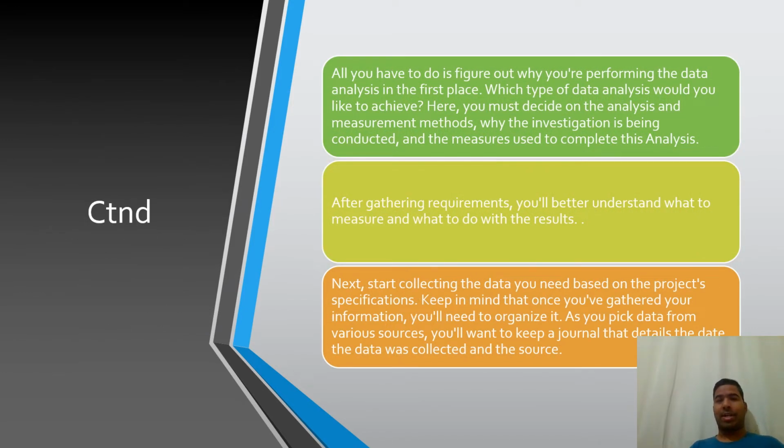This is the continuation, as we had to figure out why we are performing the data analysis in the first place and what type of data analysis we have to use. Here we decided on the analysis and measurement methods with the help of the investigation being conducted and the measures used to complete the analysis. After gathering all the information with the help of the survey, where we created 20 questions, we understood what measures we were going to take and what results we were going to have.